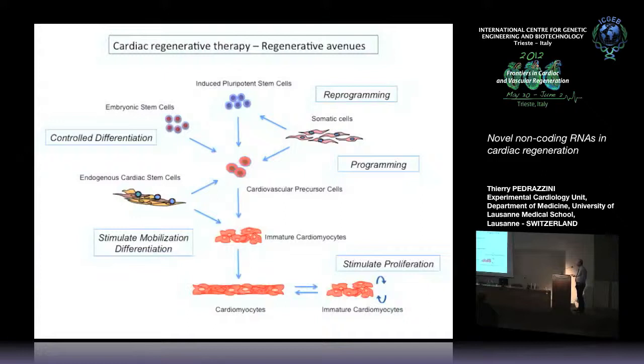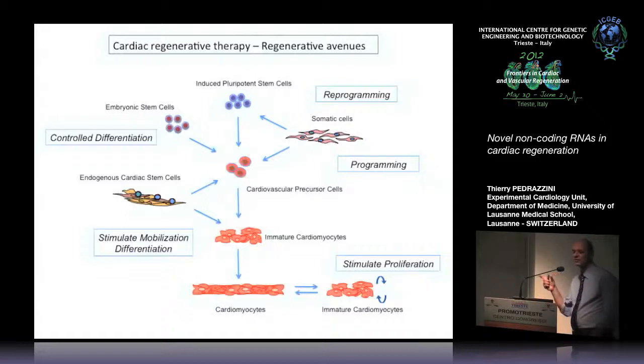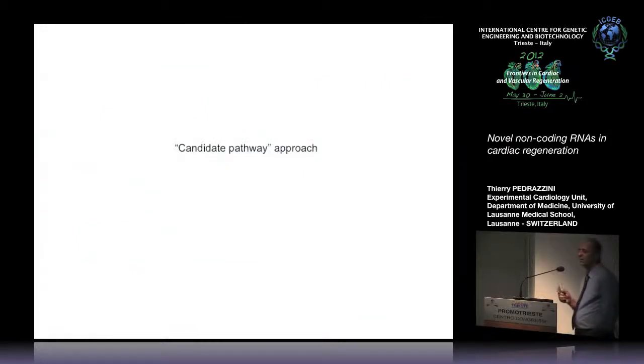So there are many ways you can envisage to achieve this goal. But our laboratory is more interested in trying to identify pathways that might recruit, mobilize, maybe induce to differentiate endogenous cardiac stem cells. So there's basically two approaches. We can use a candidate pathway approach or a more unbiased approach. And I will talk a little bit about both today. I will start with this candidate pathway approach, as I call it. And we have a particular interest in the Notch pathway in this context.